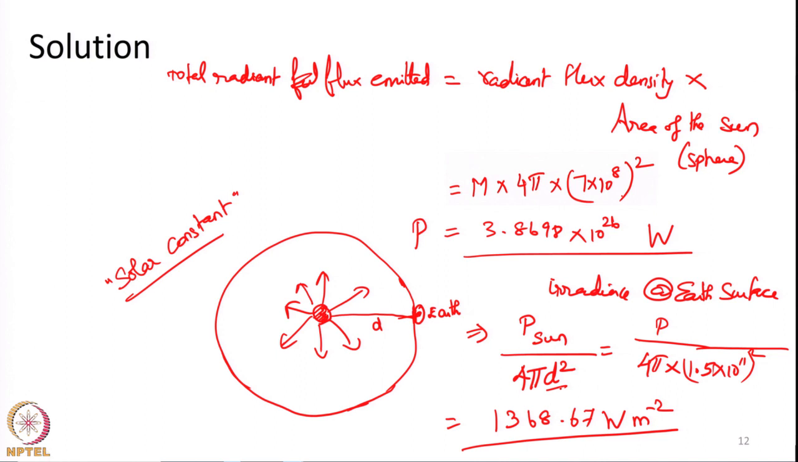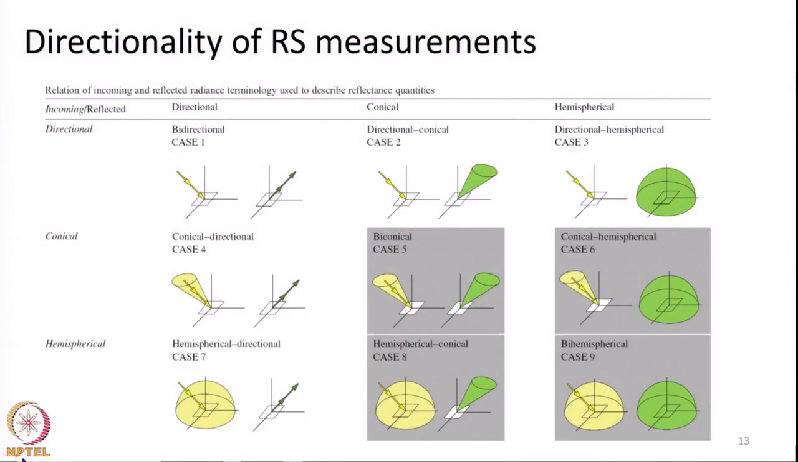The next important topic that we are going to see is the directionality of remote sensing measurements. Now, we would have come to some basic understanding of how the energy is coming in and going out. How the energy coming in and going out depends on the direction in which we look is what we are going to see now. In this particular slide, different cases have been mentioned which describe the directions in which energy will come in and the directions in which energy will go out.